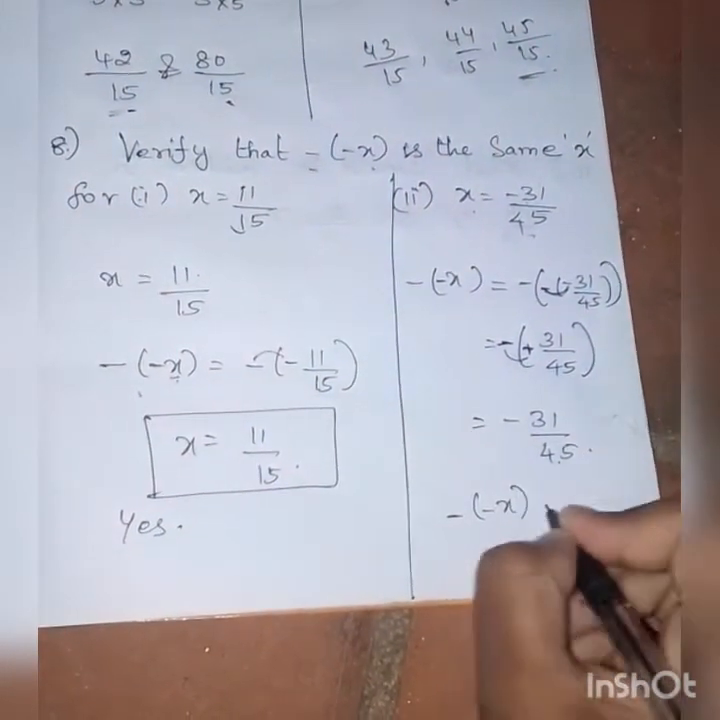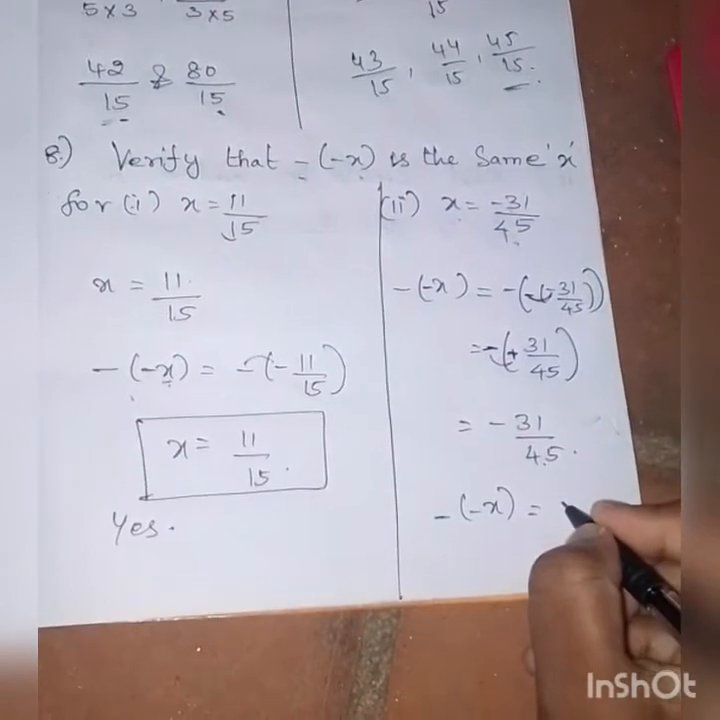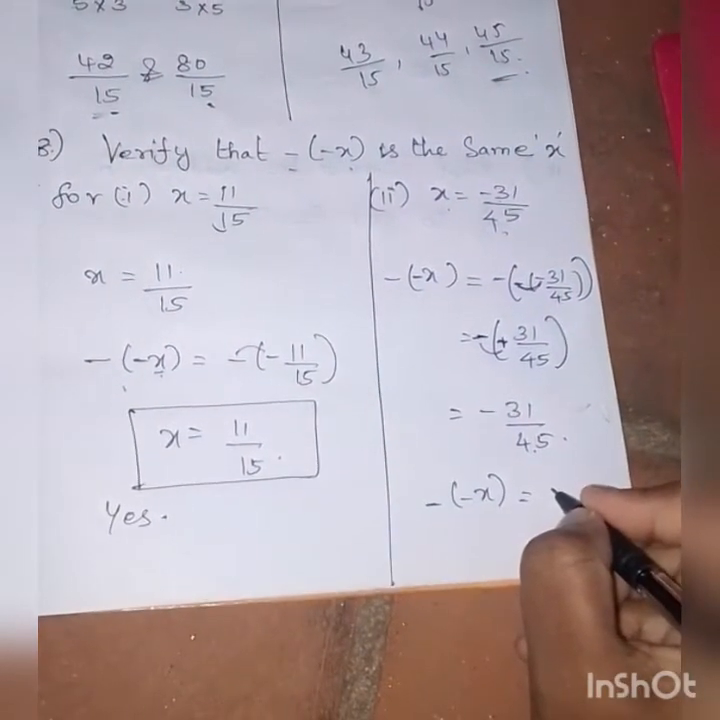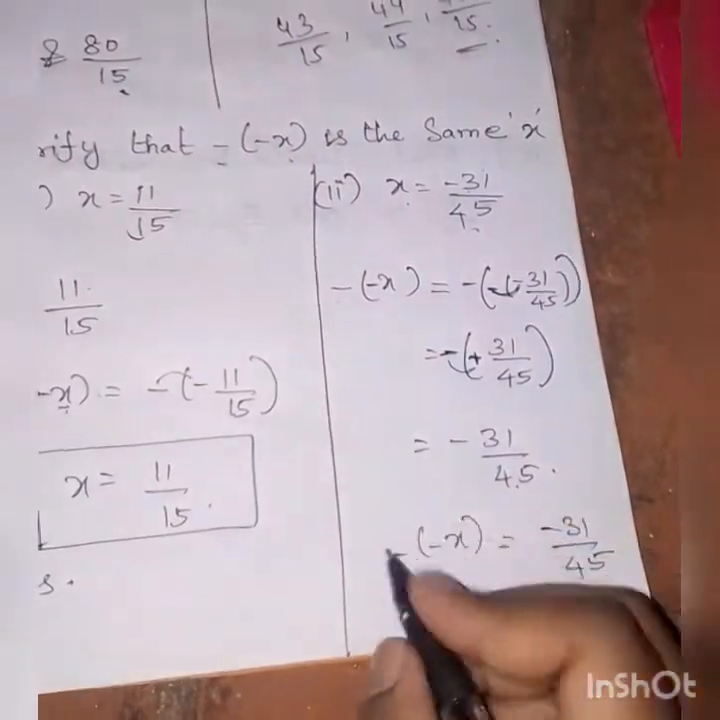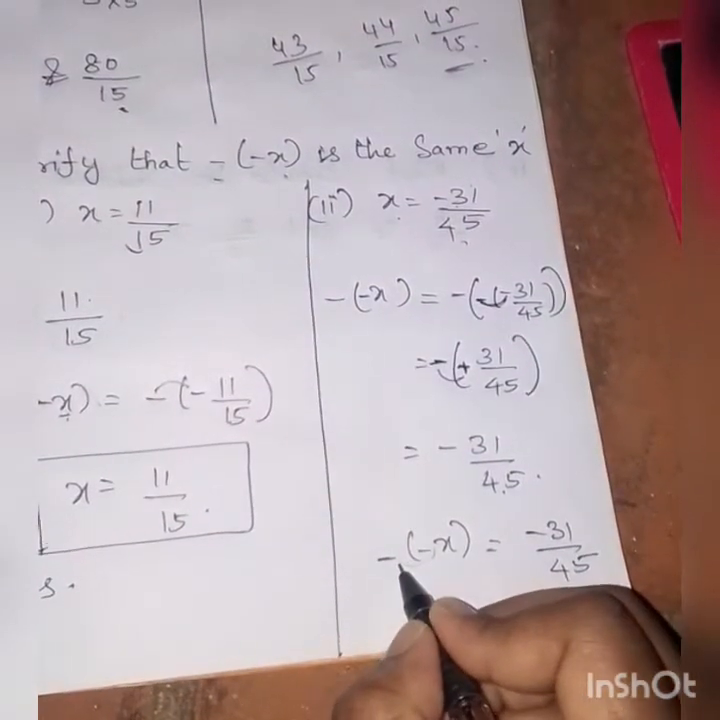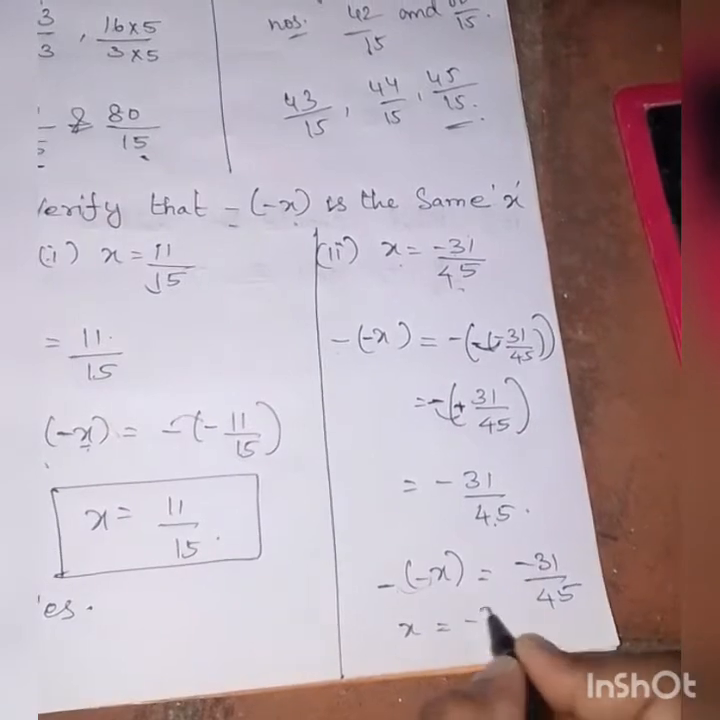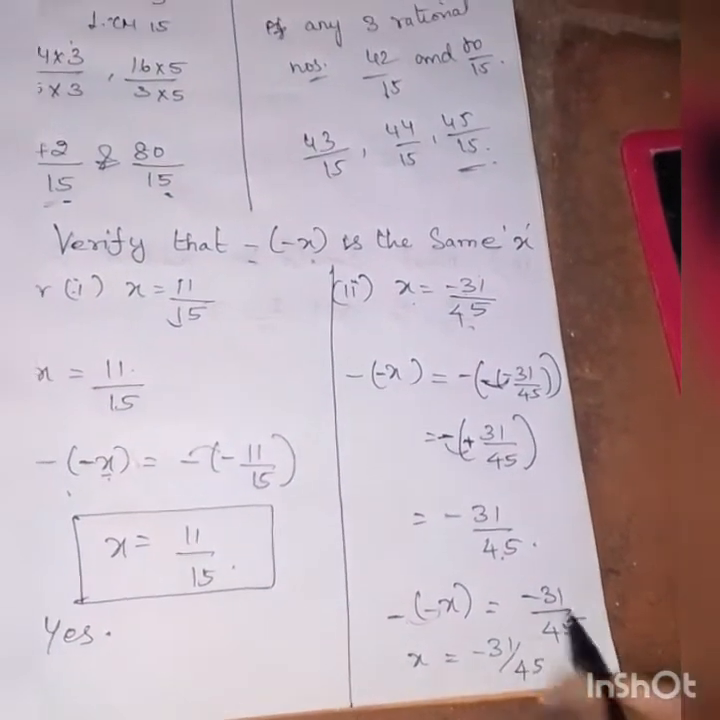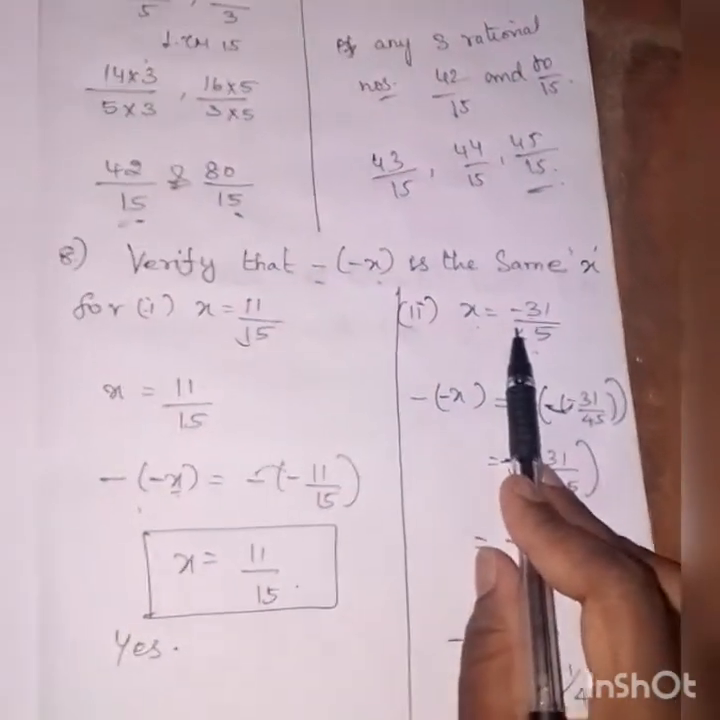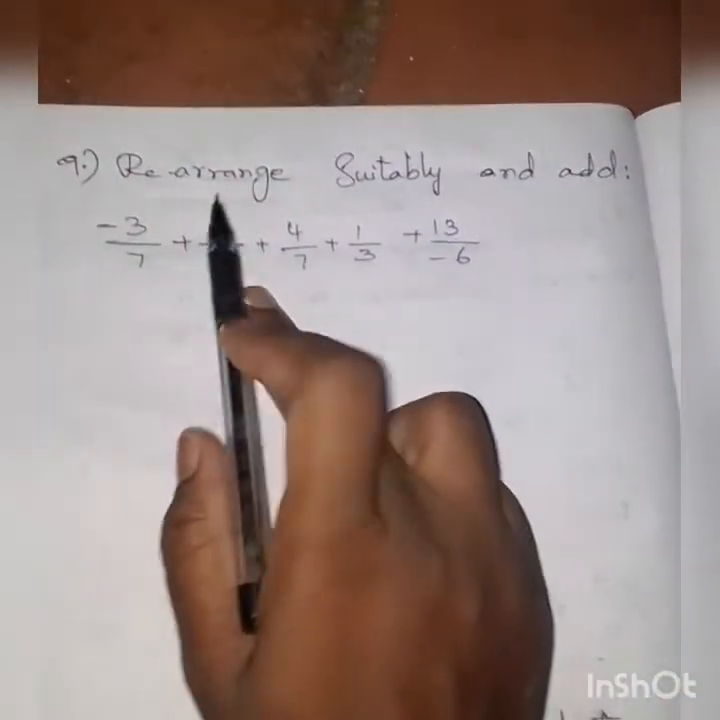So minus of minus x equal to, what is this value? Minus into minus is plus, so here plus x equal to minus 31 by 45. We got the same answer. Okay. So look at your ninth question.